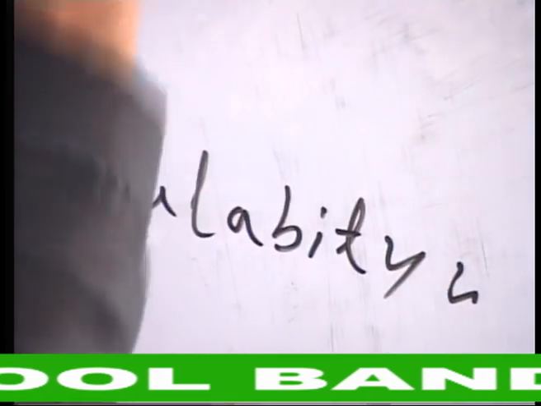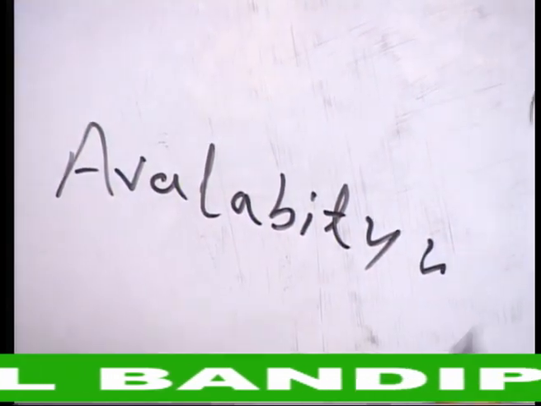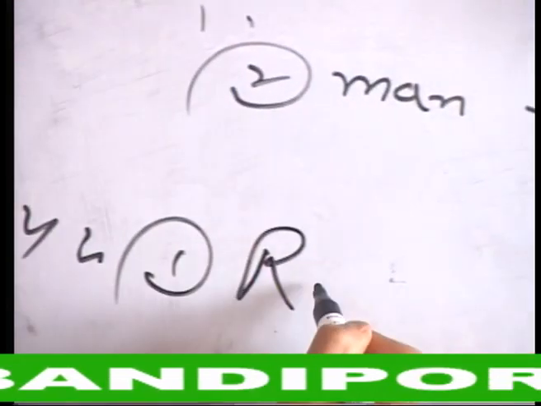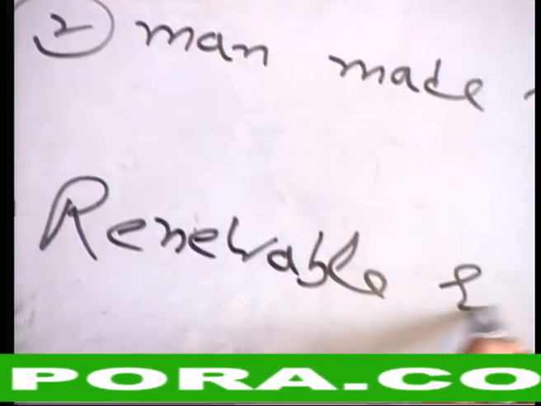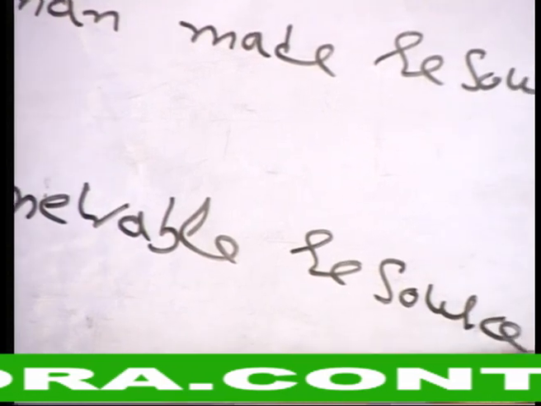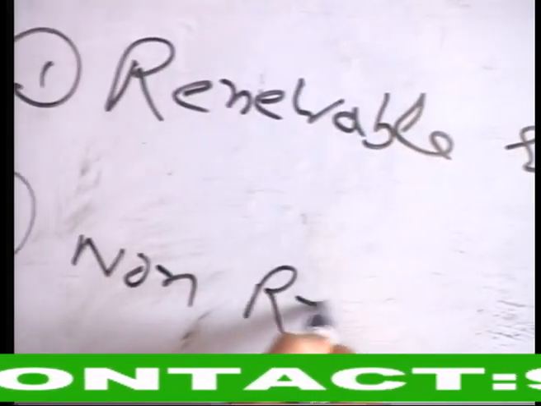Classification of resource by means of availability. First one is renewable resources. Second one is non-renewable resources.